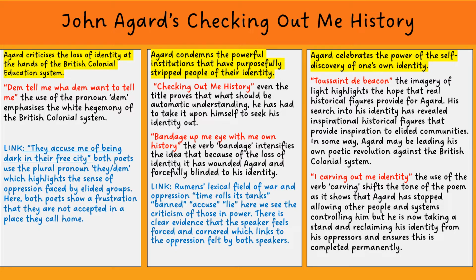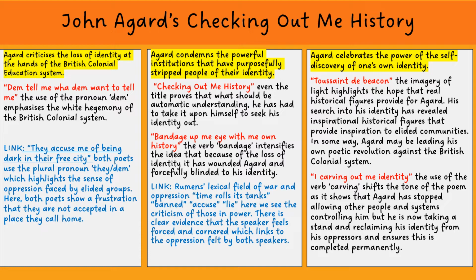Throughout the poem, as I've just said, he repeats the phrase "dem tell me" and what dem want to tell me. Firstly, we've got to look at the use of the pronoun "dem", okay? And this emphasises the white hegemony of the British colonial system. What hegemony means is the leadership or dominance, especially by a state or a social group. And what we can see here is the dominance of the British colonial system in countries that have been colonised, okay? And what we have here is Agard really criticising this oppression.